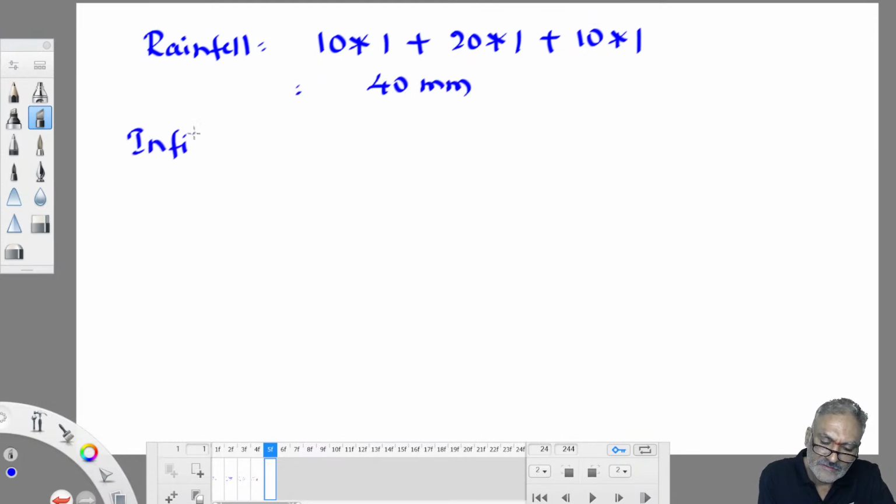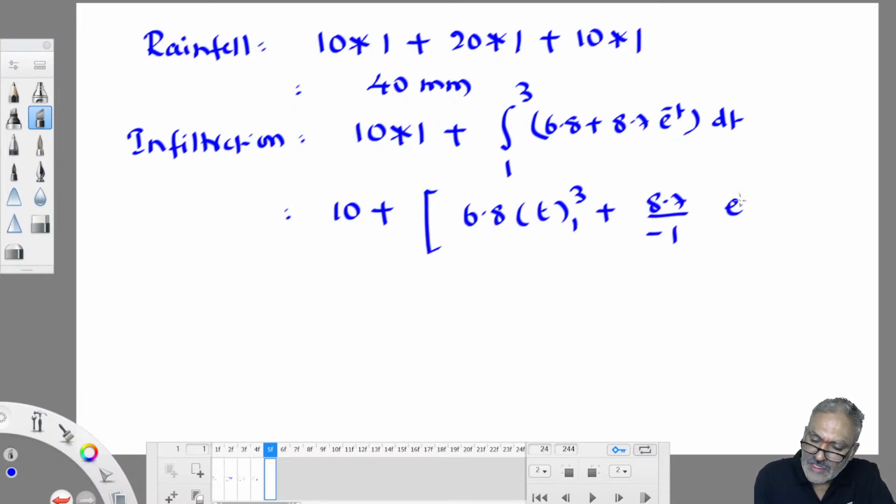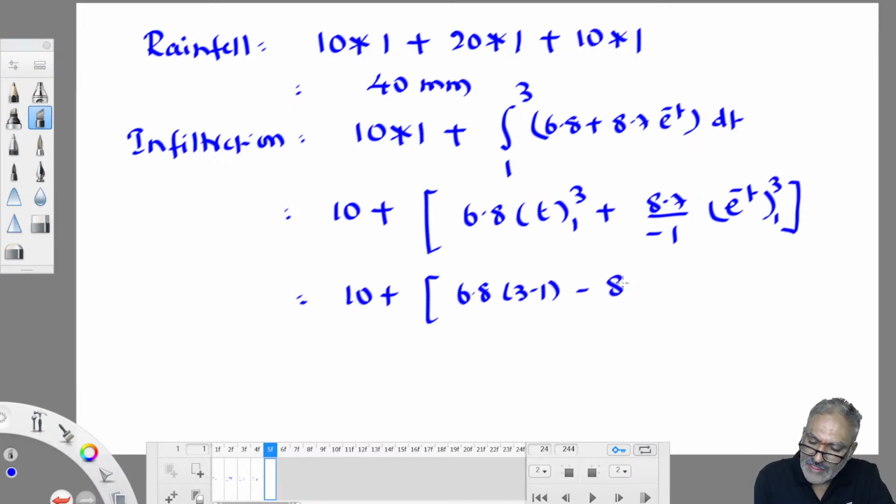Then infiltration. In the first 1 hour, rate of rainfall and rate of infiltration are the same, 10 into 1, plus the remaining 1 hour to 3 hours, where Horton approach is correct. Therefore, I can integrate from 1 hour to 3 hours to find out infiltration. So it is 10 plus, if you integrate with these values, 6.8 into t from 1 to 3 plus 8.7 into minus e power minus t from 1 to 3. This is integration. So 10 plus 6.8 into 3 minus 1 minus 8.7 into e power minus 3 minus e power minus 1. Simplify, we will get infiltration.